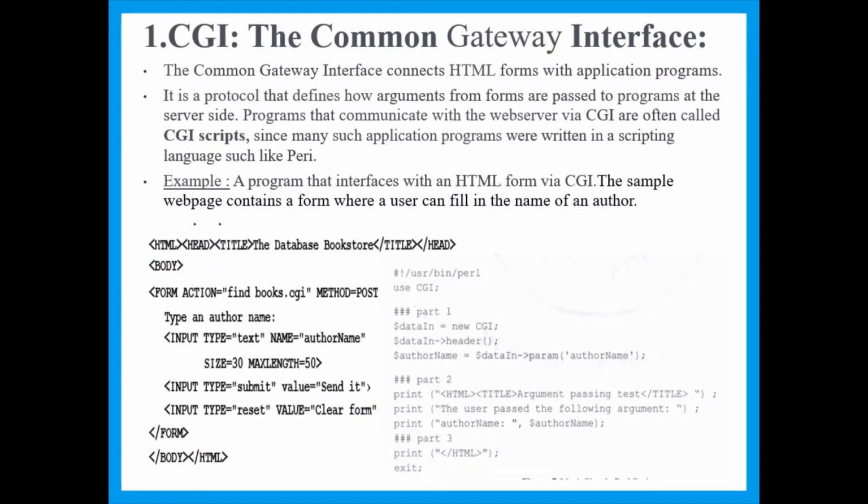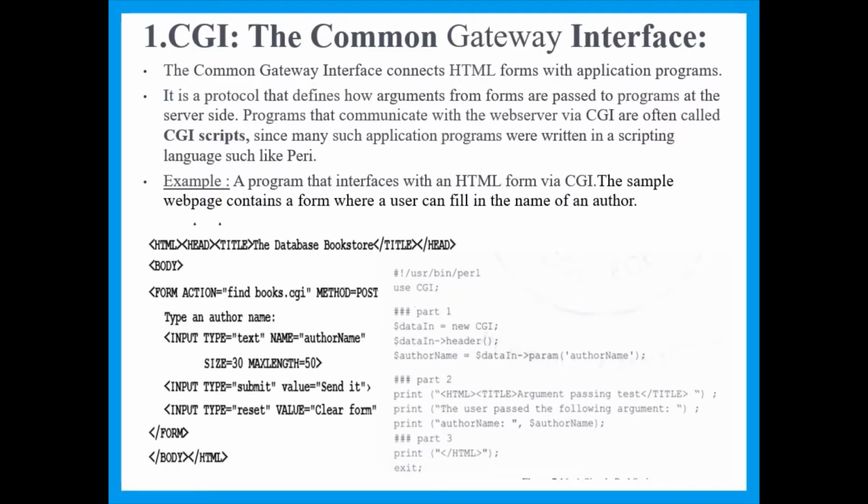In this slide, we are explaining the first middle tier technology, that is the Common Gateway Interface. The Common Gateway Interface connects an HTML form with an application program. It is a protocol that defines how argument forms are passed to the program at the server side, meaning how the parameters are passed from the form to the server.